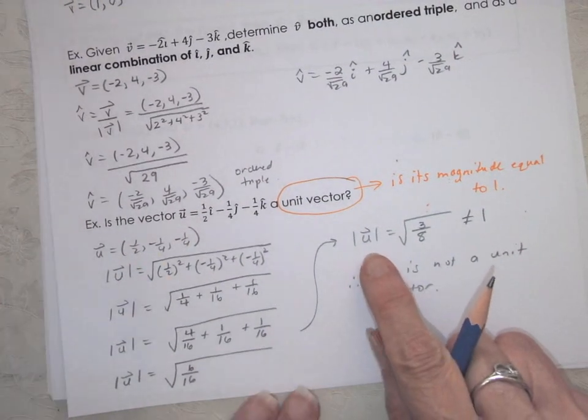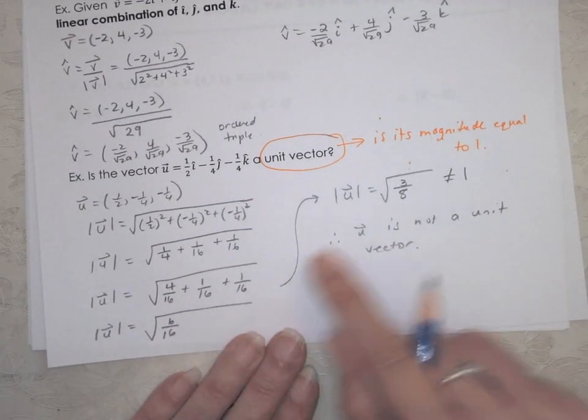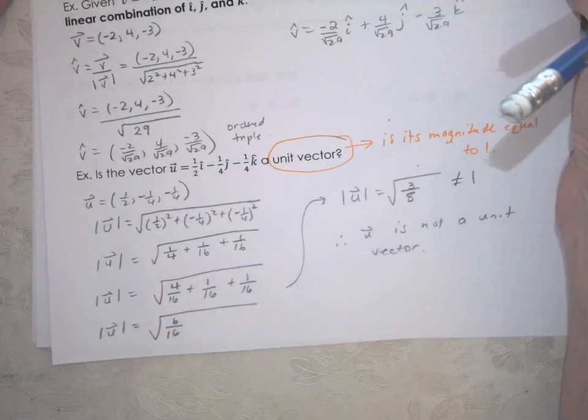Okay, so if you find the magnitude of a vector and it turns out to be 1, it is a unit vector. If you find the magnitude of a vector and it doesn't turn out to be 1, it's not a unit vector.